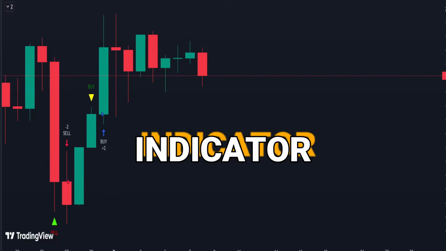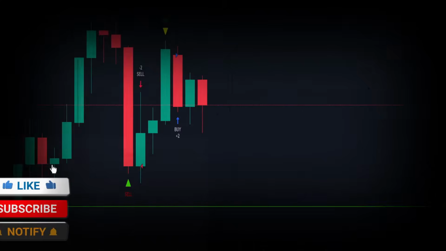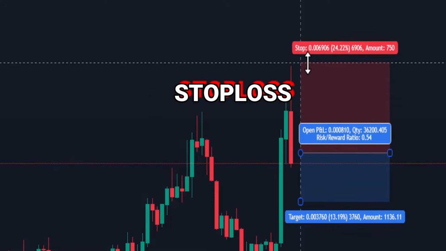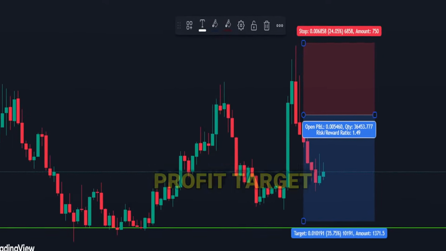Signals TradingView indicator has a very high win rate. If you are looking for the best high win rate indicator, then this video is for you. I will show you where to enter a trade, set your stop loss, open a long position and a short position. Also, where to take profit.